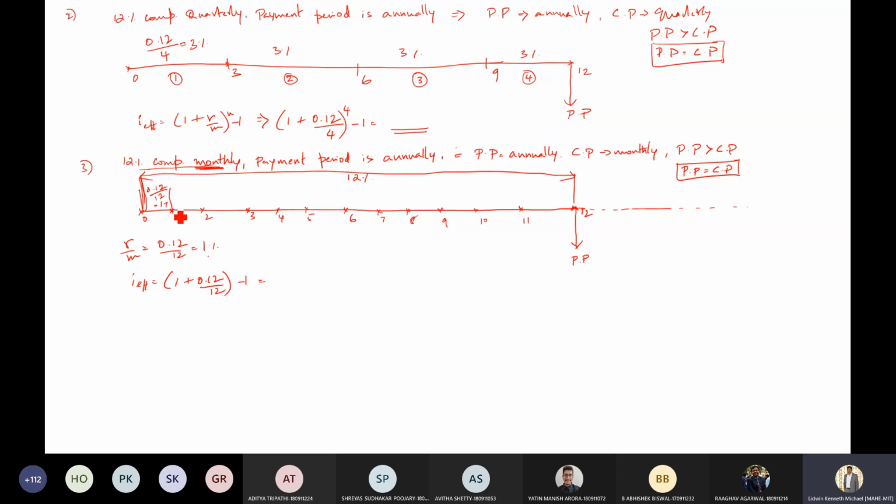This is your first compounding period, right? This is the second one. This is the third one, fourth one, fifth one, sixth, seventh, eighth, ninth, 11th, 12th. I hope you are able to understand this. I'm making it as clear as possible. So what you get over here is, I think, 12.68%. This is the interest rate that you will be getting over here.